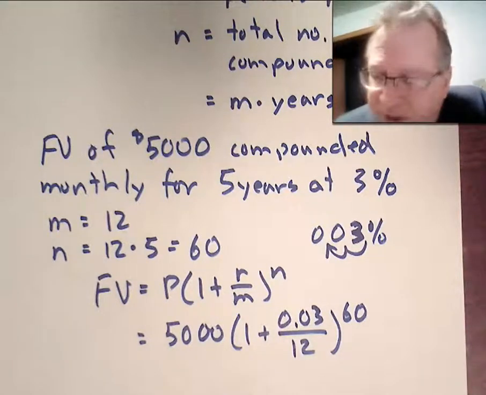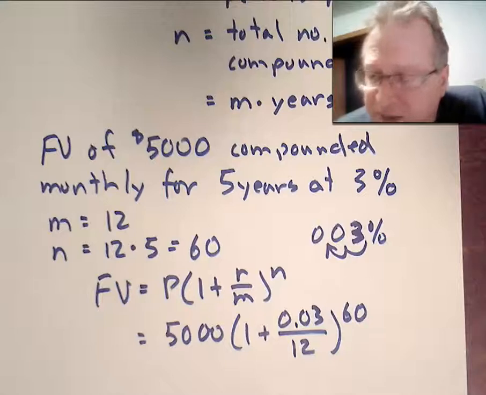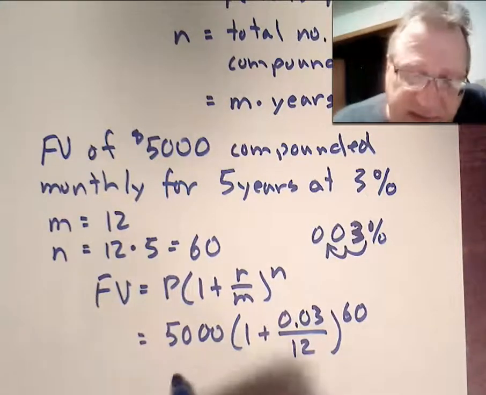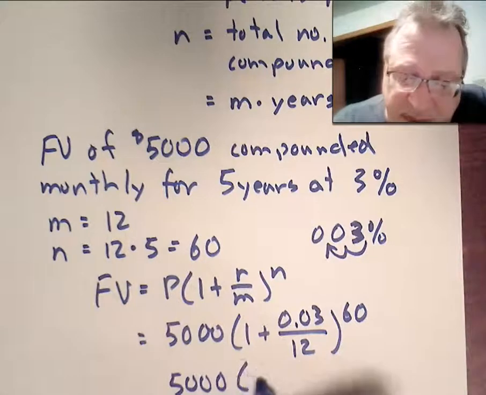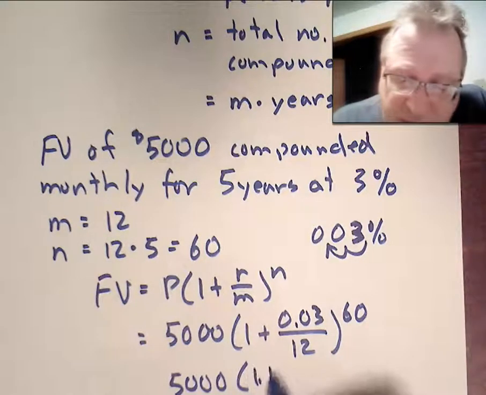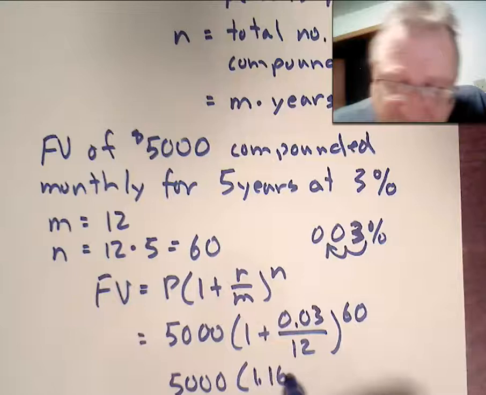1.0025, and now right away I'm going to raise that to the 60th power, and I get 5,000 times 1.1616.